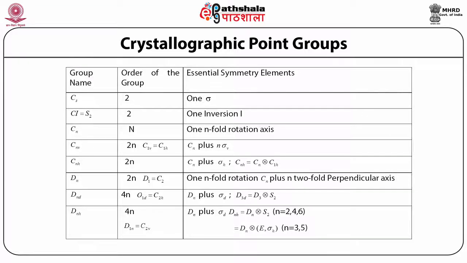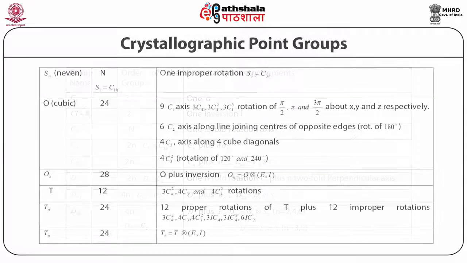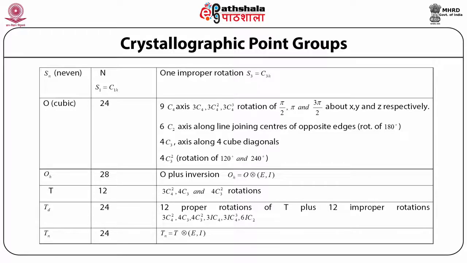And the group Dnh has 4n elements. The order of the group is 4n, whereas D1h in fact is just equal to C2v. And the Dnh group has the following symmetry. It has the symmetry Dn plus the symmetry in the dihedral plane, sigma d. So Dnh is the direct product of the group Dn with S2 for n equal to 2, 4, 6, or Dnh is equal to Dn with the direct product with the group E, sigma h for n equal to 3 and 5. Then we have the group designated as Sn.